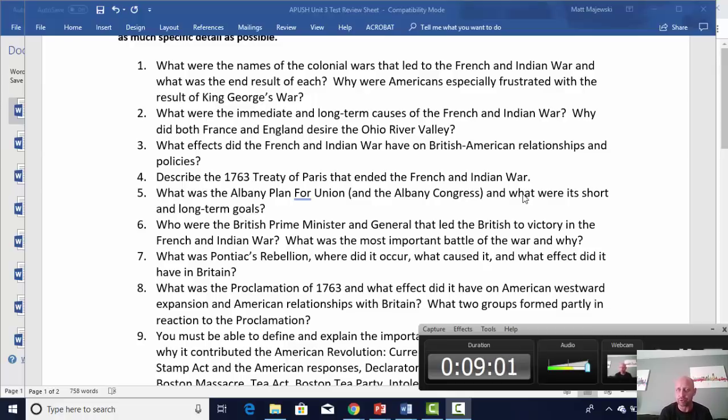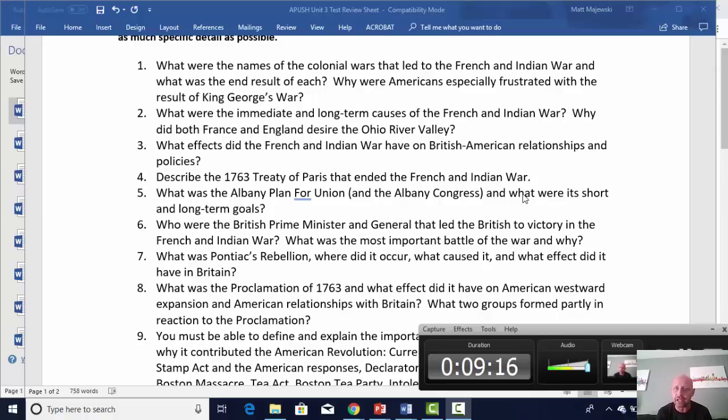Remember the Paxton Boys? The Paxton Boys were in Pennsylvania. They were guys that lived on the frontier, Scots-Irishmen, who openly defied the Proclamation. They would cross the line. They would attack Indians, really just to show their frustration with the British policy.